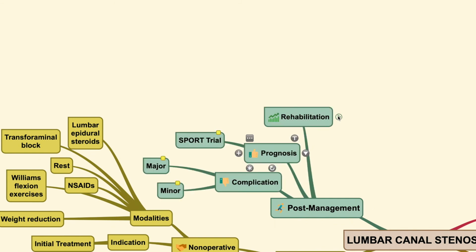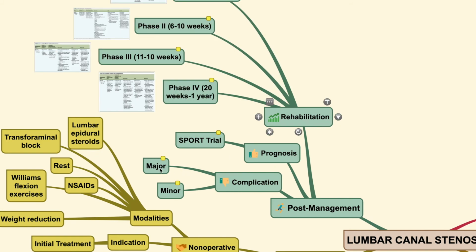Now the complications of surgery could be major complications such as wound infection, pneumonia, renal failure, or even neurologic deficits. Now the minor complications may include urinary tract infection, anemia, or even sometimes confusion or psychiatric symptoms.